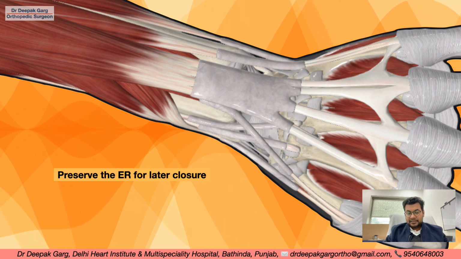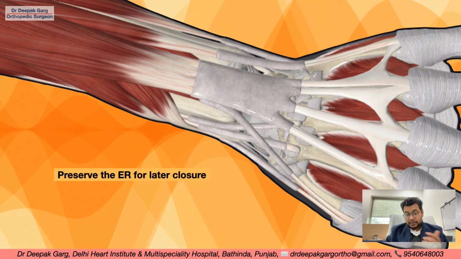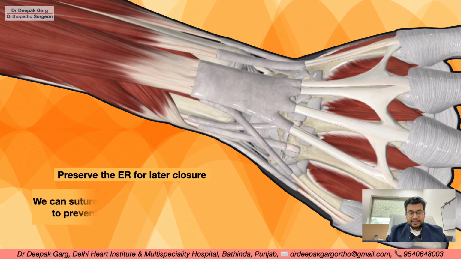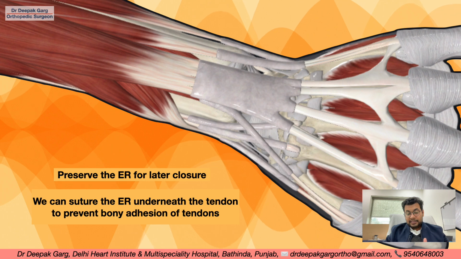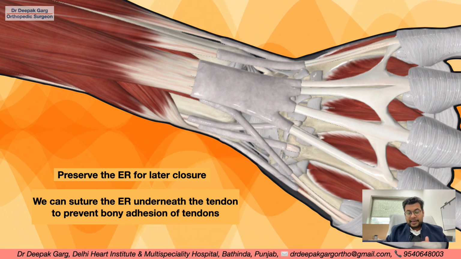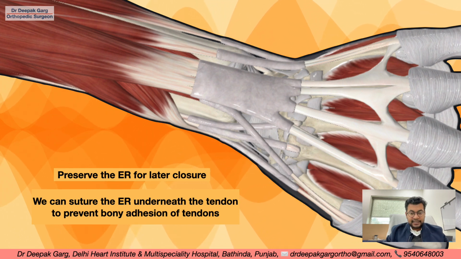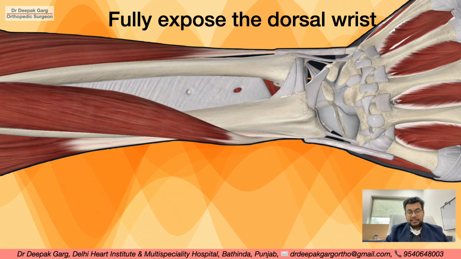Then we will preserve the extensor retinaculum so that we can close it later, and we can suture the extensor retinaculum underneath the tendons also, that means near the bone, so that we can prevent bony adhesions later for the tendons. So this was about the synovectomy.